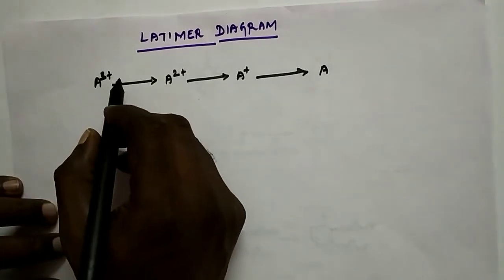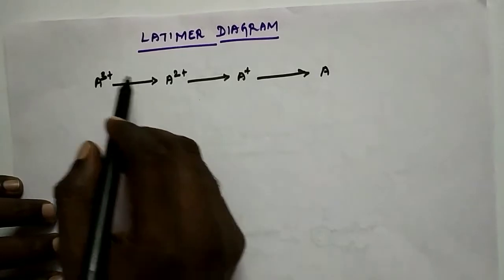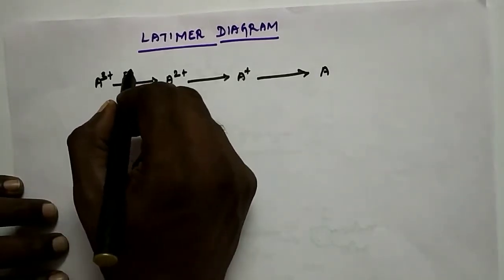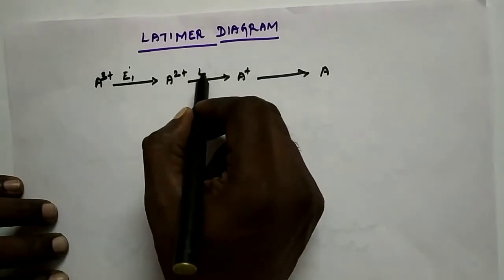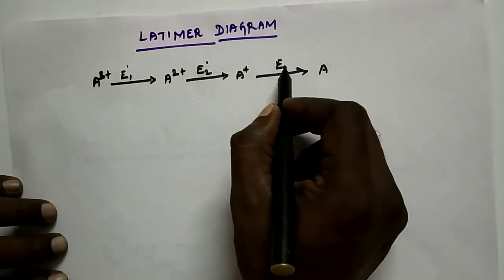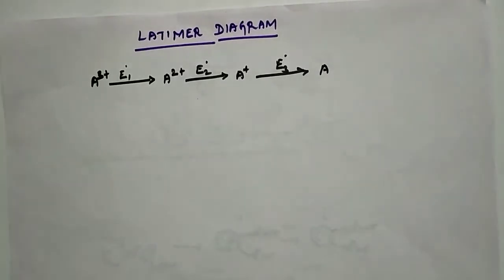The standard reduction potential for each step, each half reaction, is mentioned just above the arrow: E1, E2, E3. This is all about Latimer diagram. It is the simplest representation of the reduction potential of each half reaction when the same species undergoes a sequence of reduction reactions. Same species, different oxidation states. To represent that we use Latimer diagram, with the highest oxidation state at the left end and the lowest oxidation state at the right end.